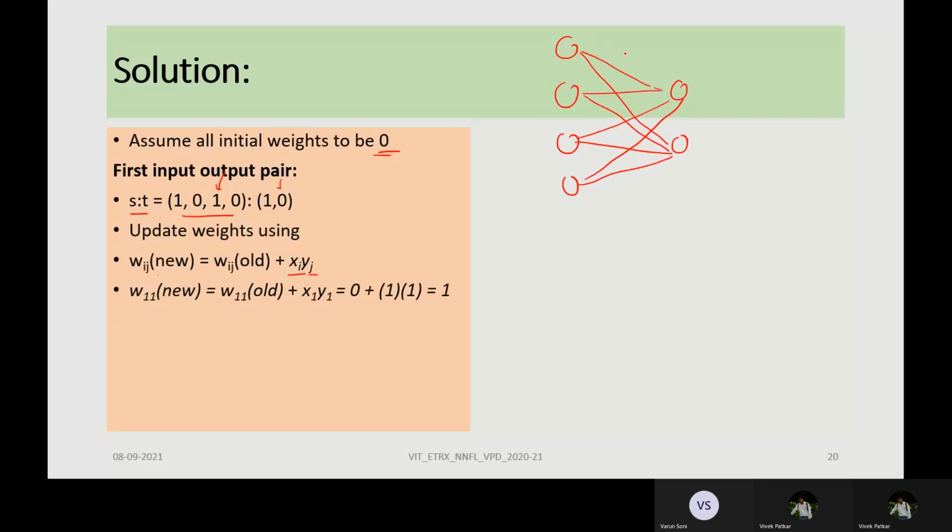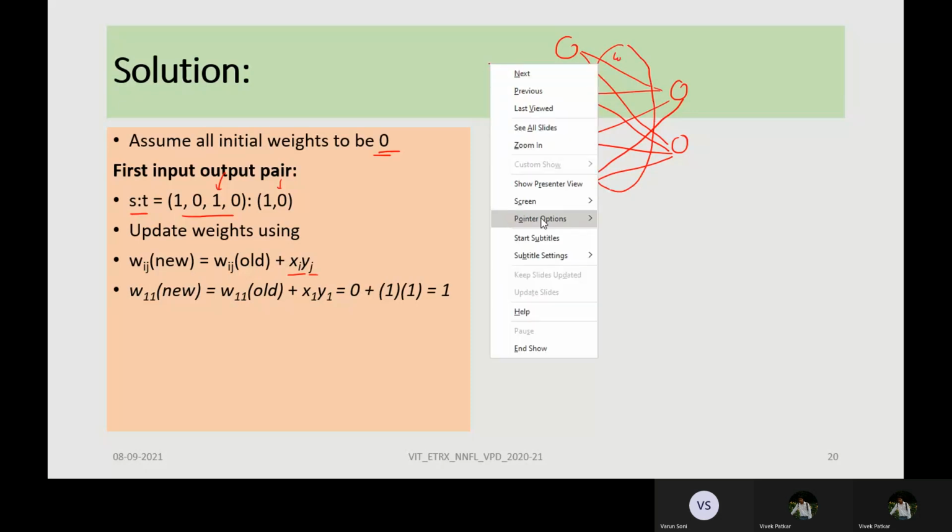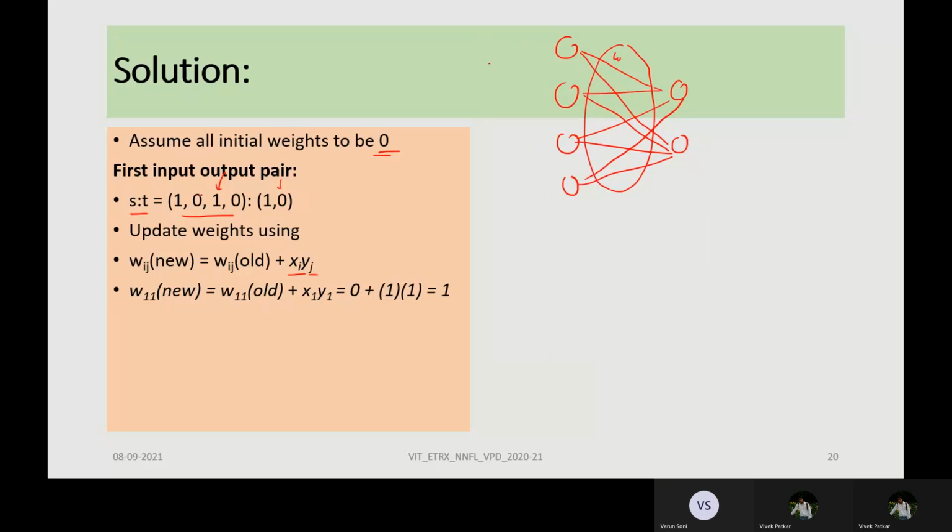Are you able to understand? Yes, sir. Understood. So each and every weight we have to use Hebbian learning. But if you are not able to jump here directly, somewhere in the rough you can draw this architecture. First you should know the number of inputs and the number of outputs. Then you'll get the outputs. इसके चार और इसके चार मतलब 8 weights will be there.